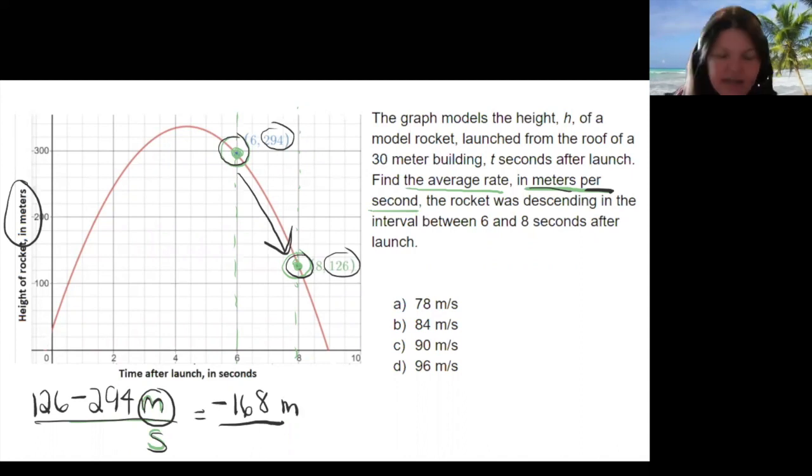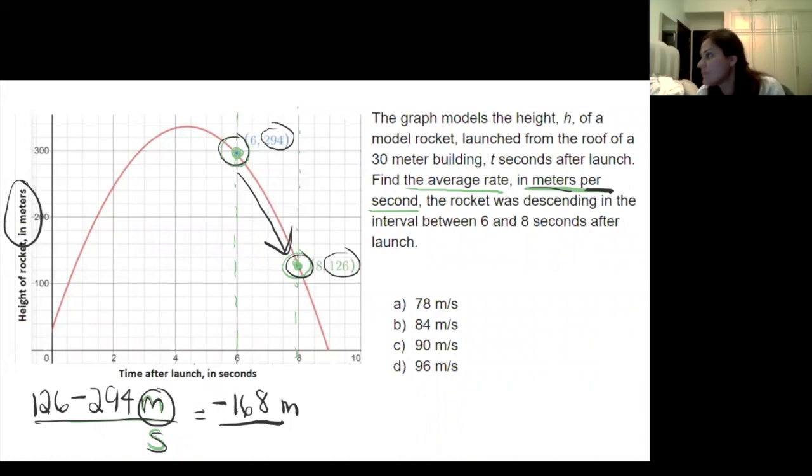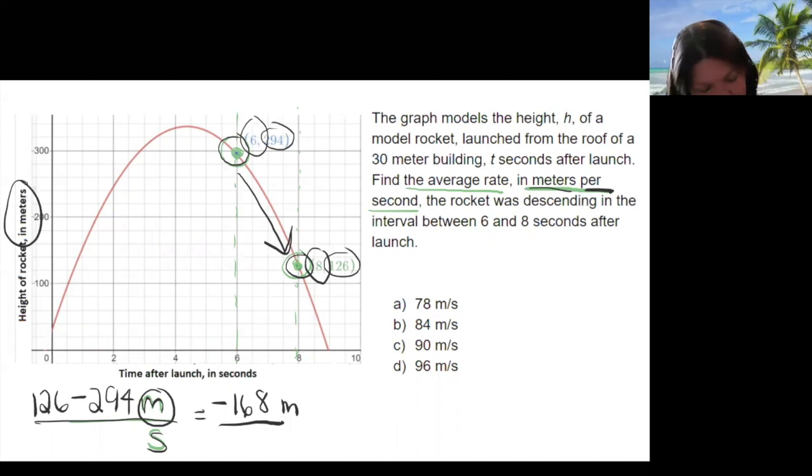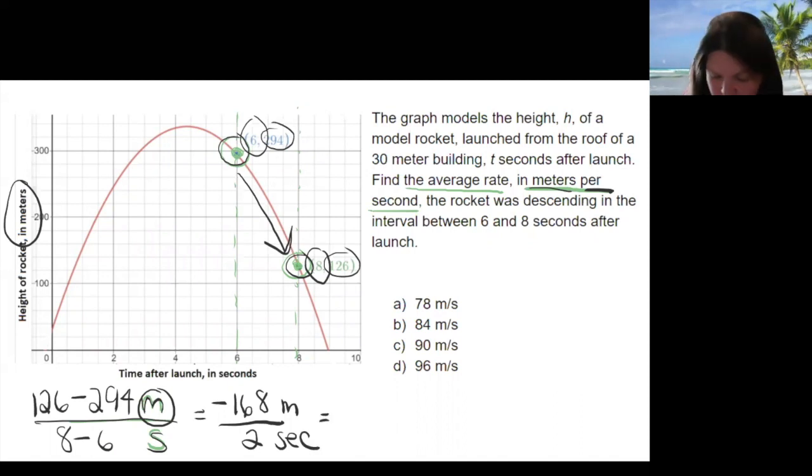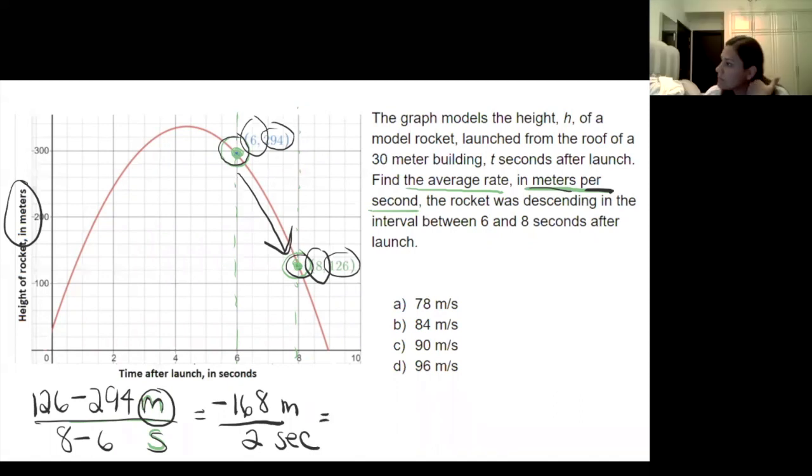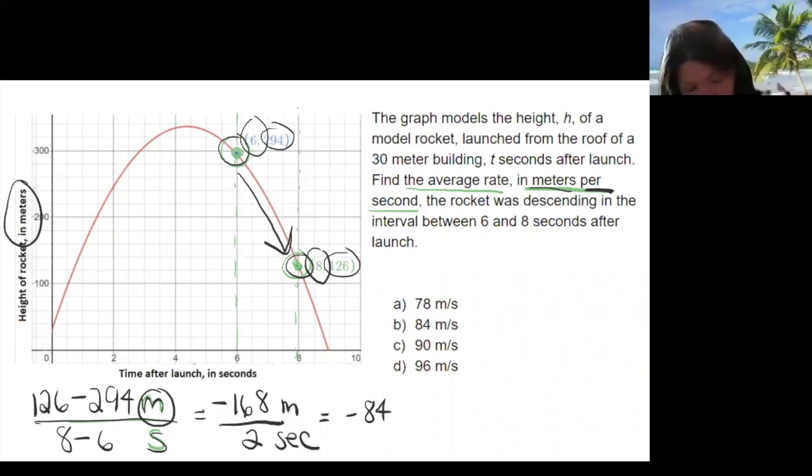In how many seconds? How many seconds was that? 2. Absolutely. I ended at 8 seconds. I started at 6 seconds. The difference between 8 and 6 is a 2-second difference. Beautiful. And you got what, Manal? Negative 84. It is negative 84 meters per second.